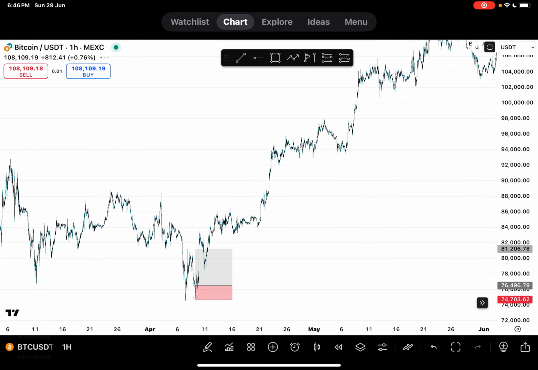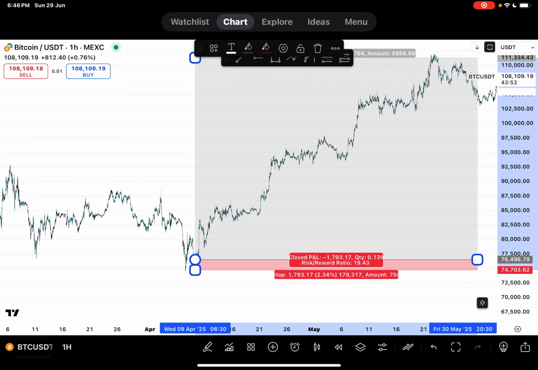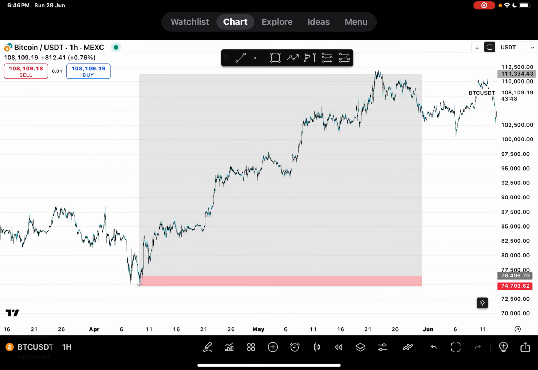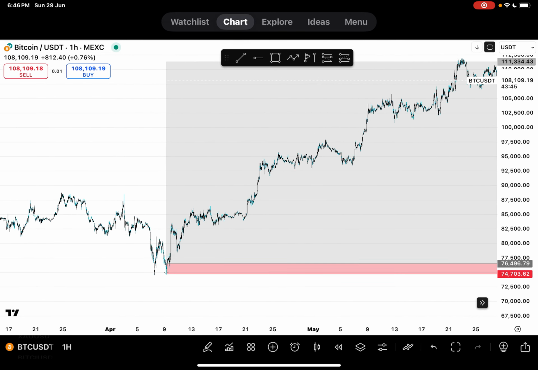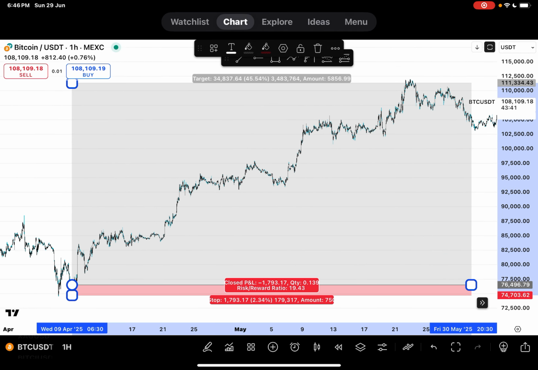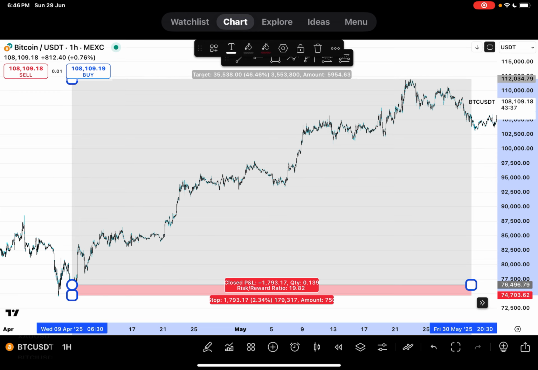Let's see. Oh my goodness, this is crazy. This is absolutely crazy. This is literally the craziest trade I've seen. This is literally crazy. Oh my god. You see, 1 to almost 20 RR, bro. That's crazy. That's crazy, right?